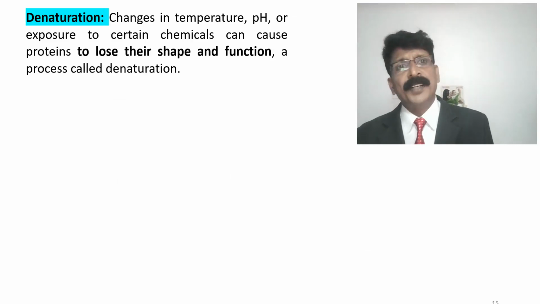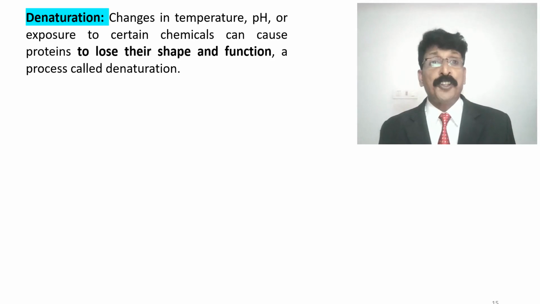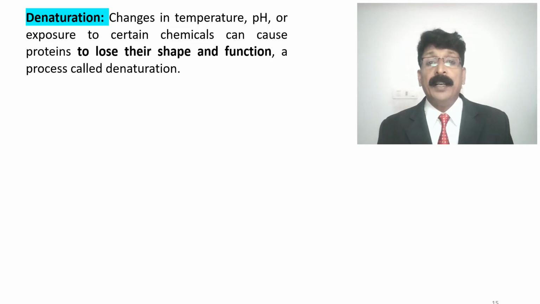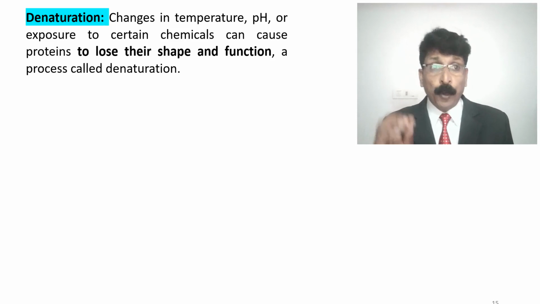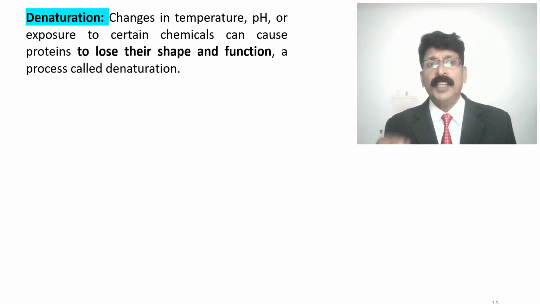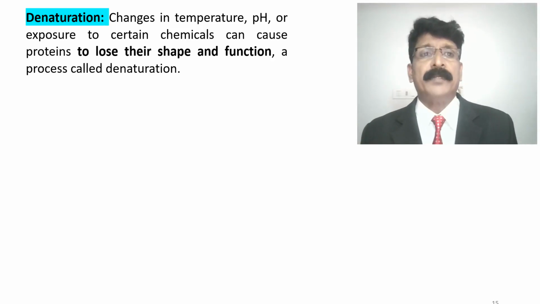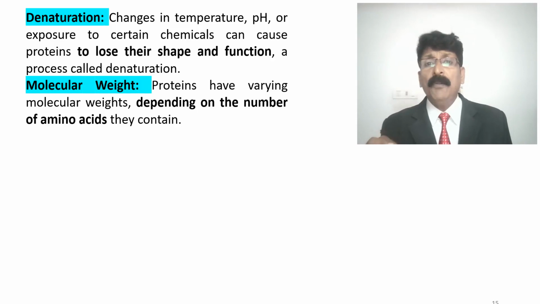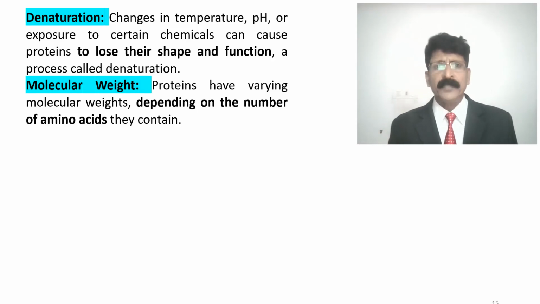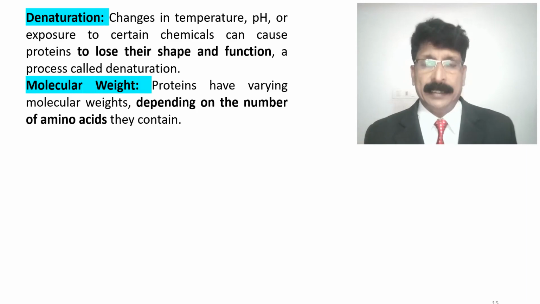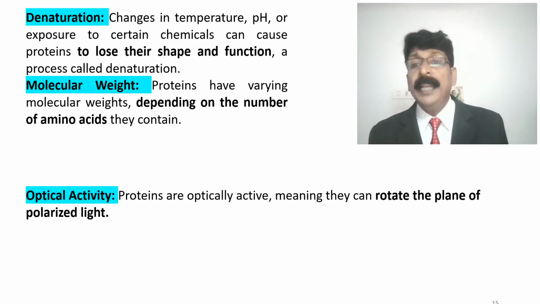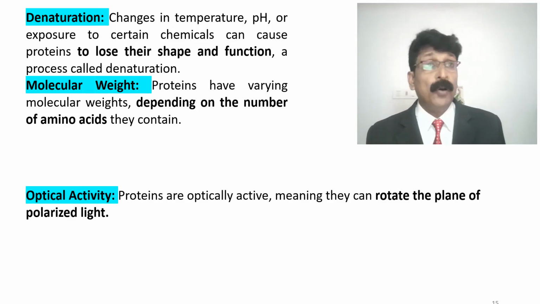Denaturation: change in temperature, pH, or exposure to certain chemicals can cause a protein to lose its shape and function. That process is called denaturation. Molecular weight: proteins have varying molecular weights depending on the number of amino acids they contain. Optical activity: proteins are optically active, meaning they can rotate the plane of polarized light.